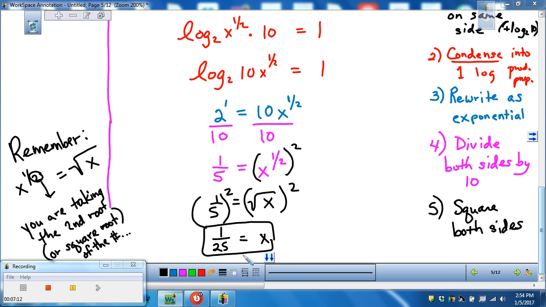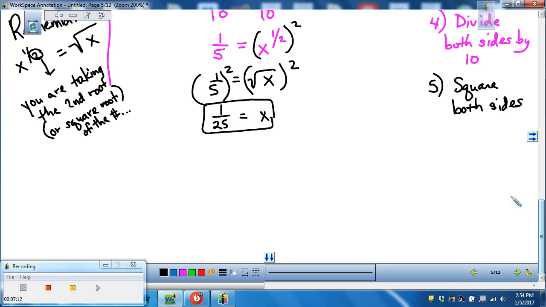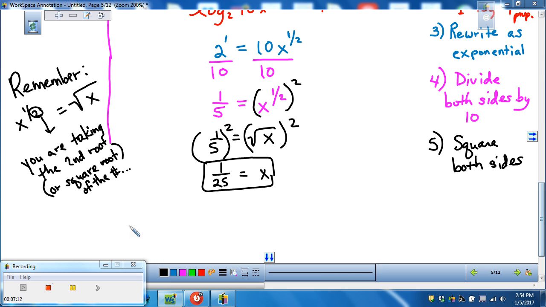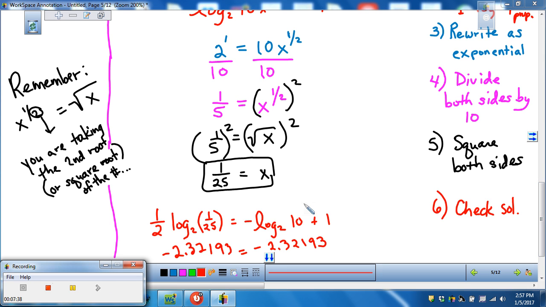Now just like on the other problem, my next step is to check it to make sure that the solution works. So I've got 1/2 log base 2 of 1/25, that was my x value, equals negative log base 2 of 10 plus 1. I put this in the calculator, and for this side I got negative 2.32193, and on the other side, I also got negative 2.32193. So it checks, yay, we're done, and we'll see you tomorrow.